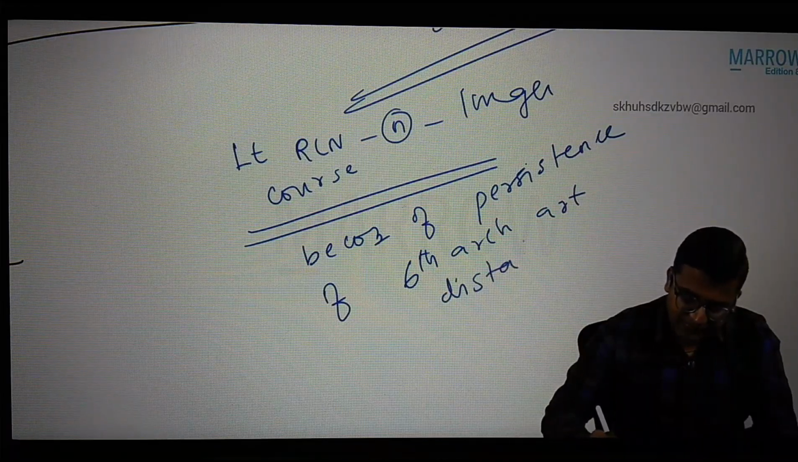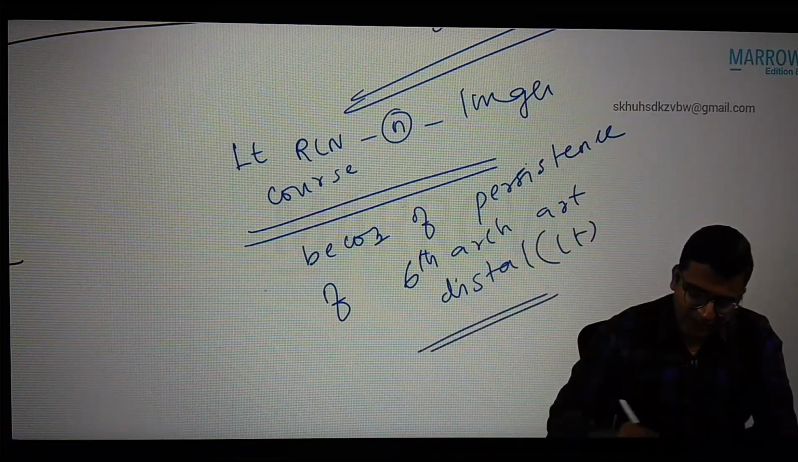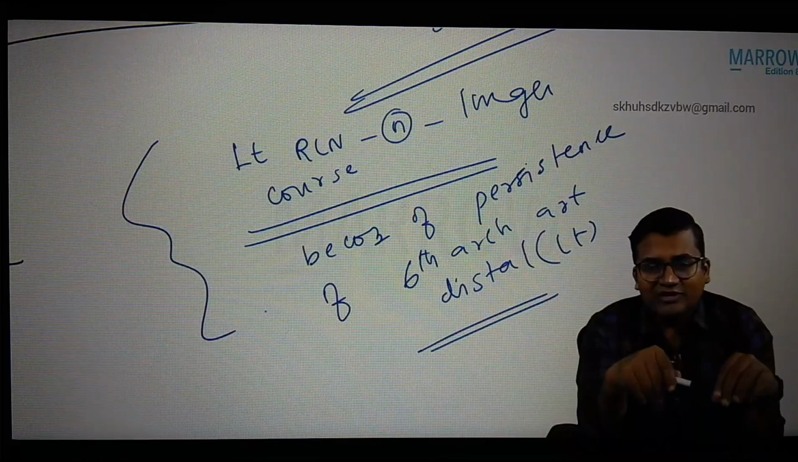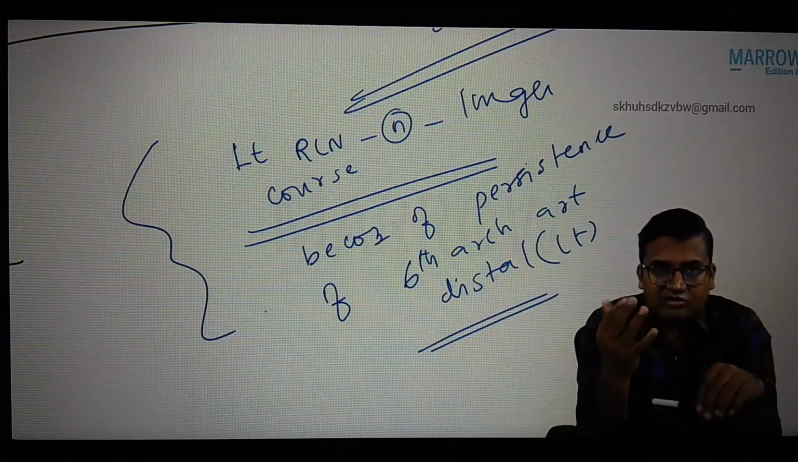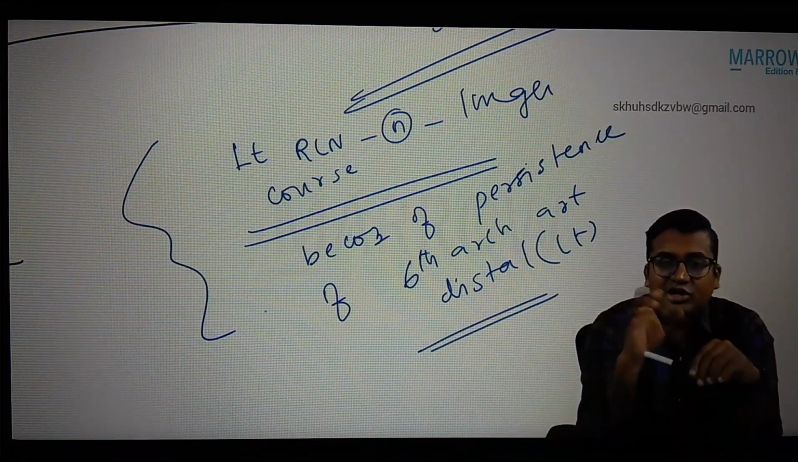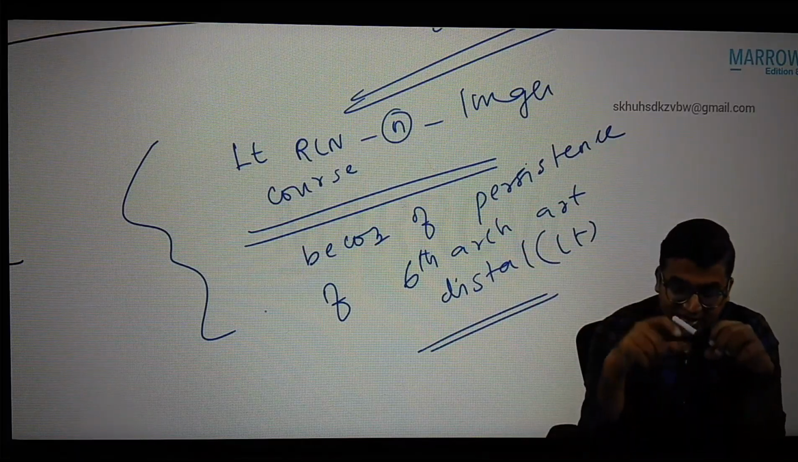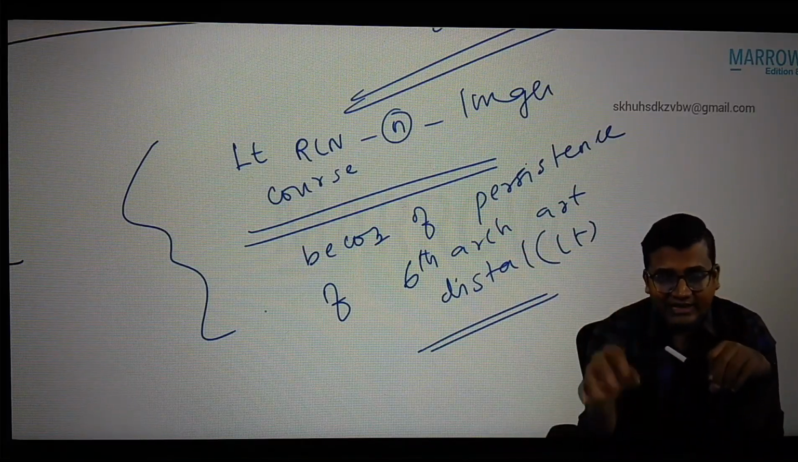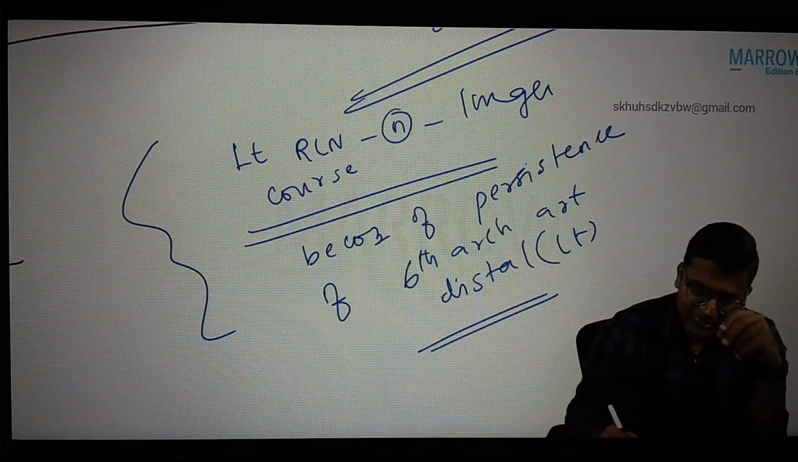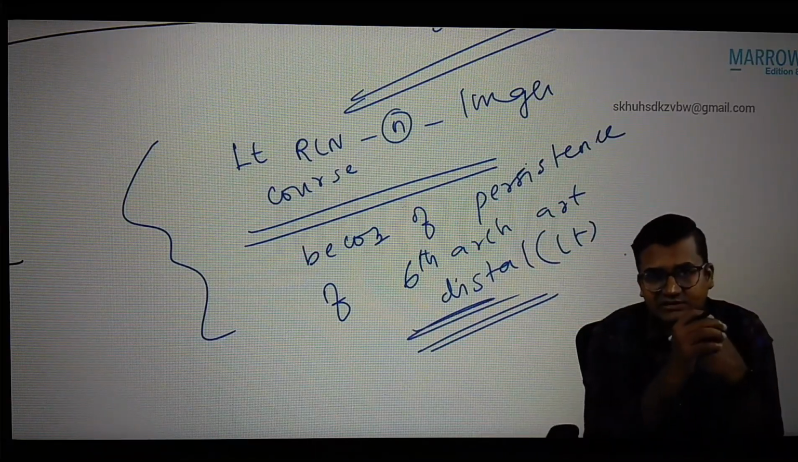Distal part, left side. That is the point you have to remember. So the left recurrent laryngeal nerve has a longer course than the right recurrent laryngeal nerve because of which artery? We got this question once in the January 2020 NEET exam. Now the answer for this question is the sixth arch artery.